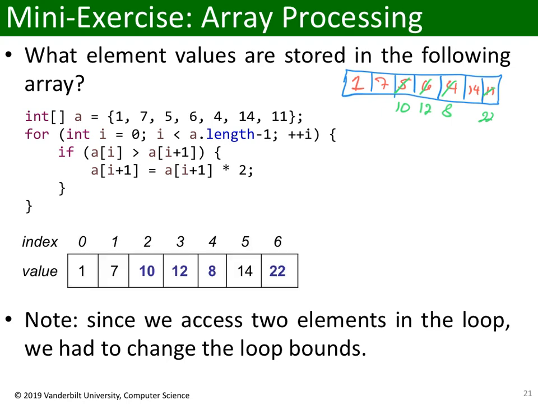So the answer you should have found was element 0 had the value 1 because we initialized it to 1 and we didn't change it. Element 1 had the value 7 because we initialized it to 7 and didn't change it. Element 2, we doubled from 5 to 10. Element 3, we doubled from 6 to 12. Element 4, we doubled from 4 to 8. Element 5, we did not change, so it was left the initialized value 14. And element 6, we doubled from 11 to 22.